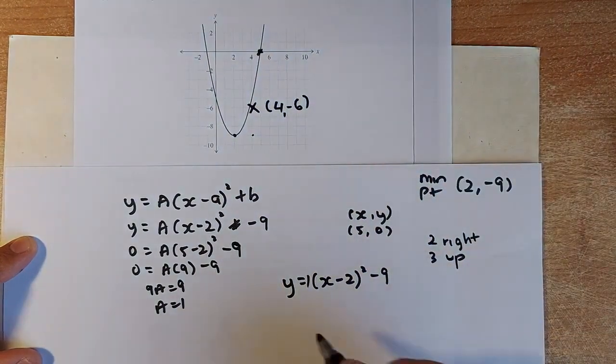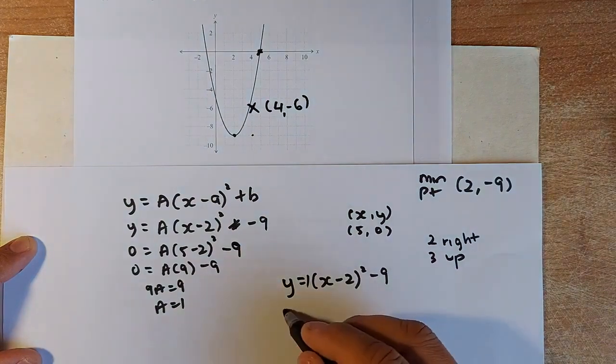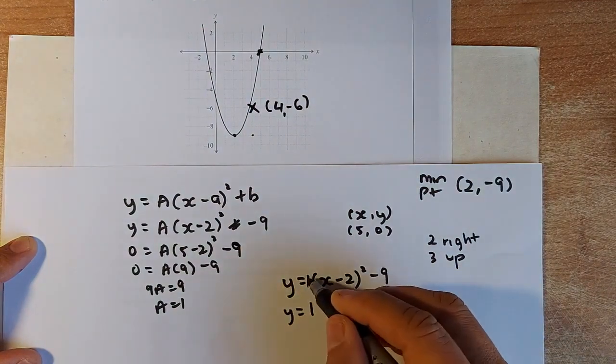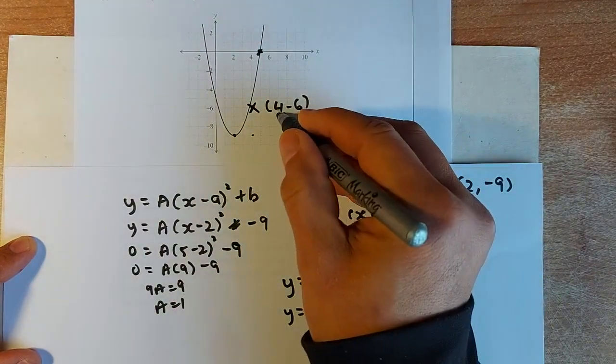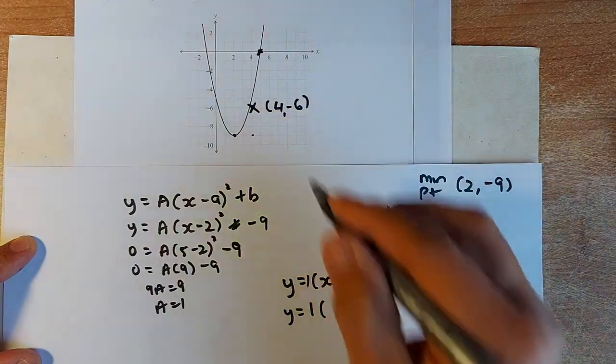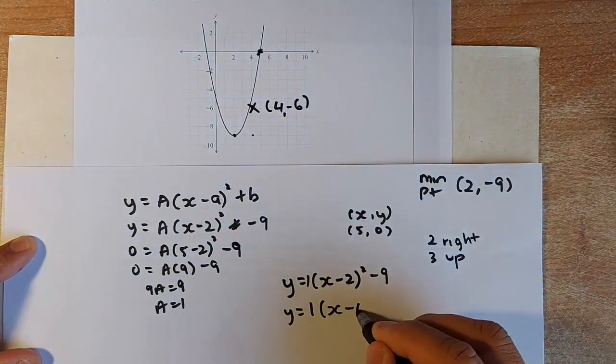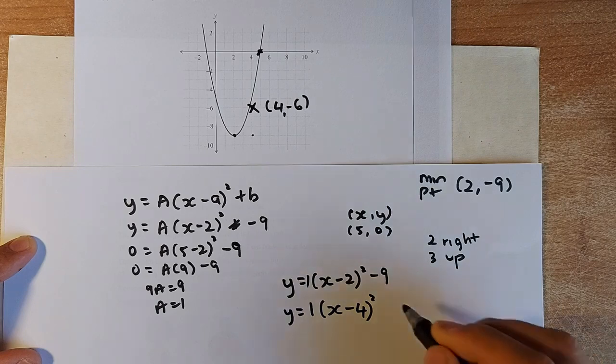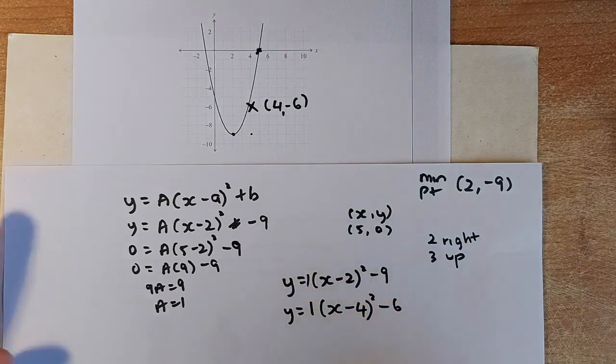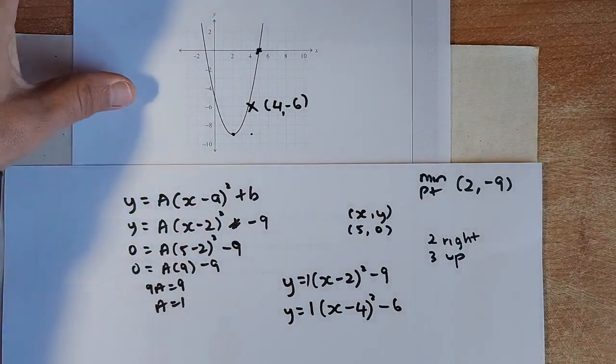So to write the new equation, it's very simple. Do the same thing. y equals 1. Your a is still the same. Instead of moving 2 to the right, it has moved 4 to the right. So you write (x minus 4) squared minus 6. So that is the new equation, and that will give you a merit. Okay, we shall do one more. We shall do the 2019, last year's exam, and see whether you get it.